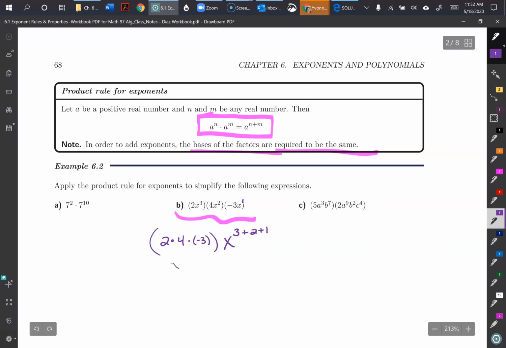I would just calculate out my coefficients. I would multiply them as -24. I don't want to distribute anything over multiplication. I just, 2 times 4 times -3 is -24. Base of x stays as is, and I add those exponents up and I get 6 in my exponent. So that is my answer.